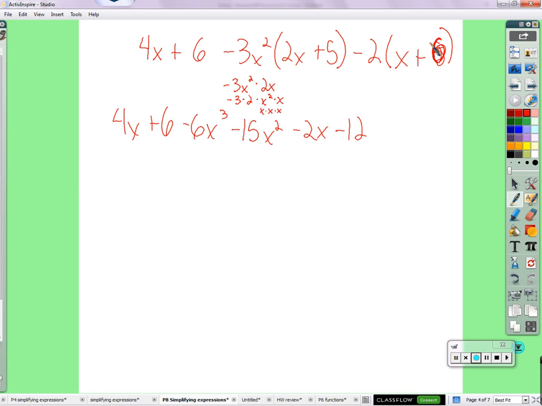I tend to go through and find the highest power of x and see if there are any like terms to combine. I have an x cubed, no other x cubes, so that's it. X squared, there's one there, the only one around, so minus 15x squared. We got a 4x and minus 2x. Minus 12, negative 6. All right, there was our one more.